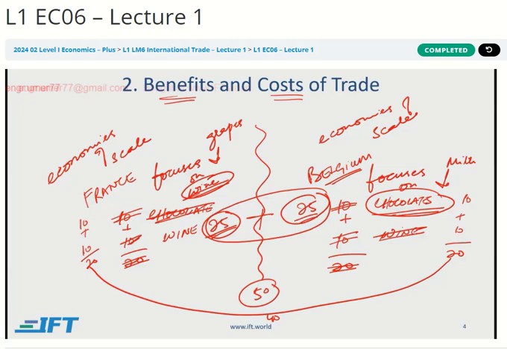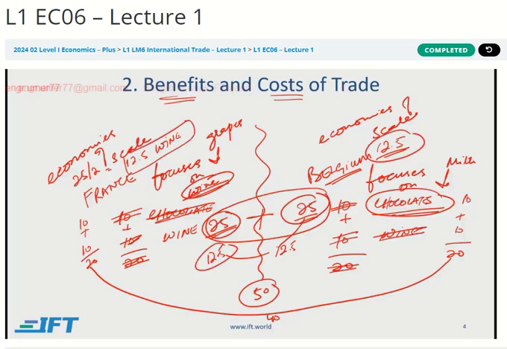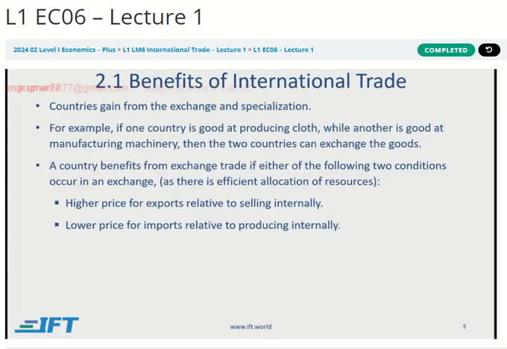Now, even if France keeps half of its 25, 12.5 bottles of wine, and gives the rest to Belgium, and Belgium keeps 12.5 chocolates and gives the rest to France, compared to before, France has more wine and more chocolate, and Belgium also has more wine and more chocolate. So it's good for both to do this type of focused specialization and exchange. The countries can gain from exchange and specialization.